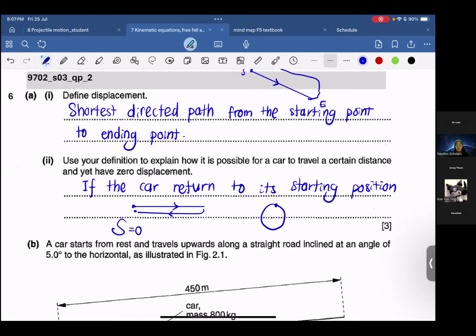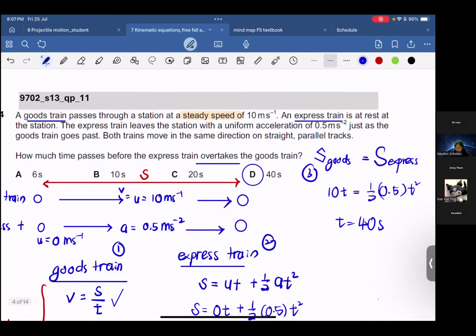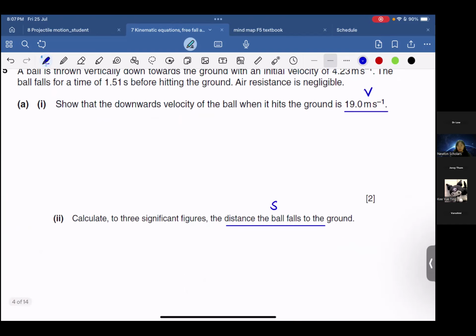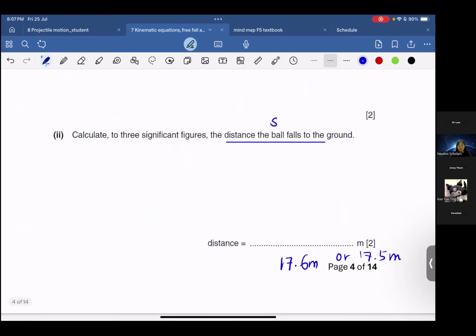What is the answer for question 5? Here you write down the final answer. For the A, it is asking you to prove. For number 2 here, you write down 17.6 meters or 17.5 meters, both are acceptable. Then you prove it by yourself because this question is not that difficult.